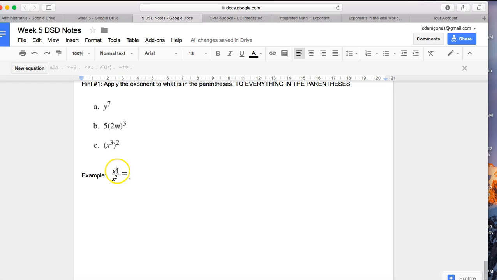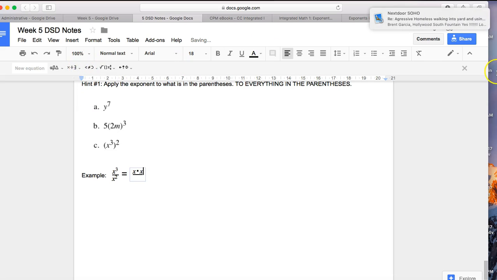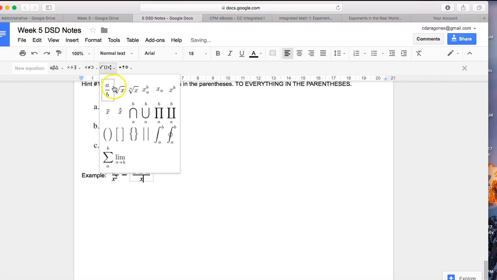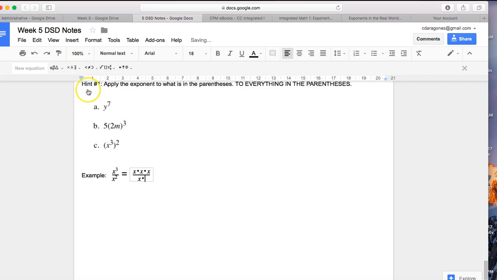So the top, the numerator, can be expanded into x times x times x, right? x multiplied by itself 3 times. And then the denominator can be expanded into x times x. So multiply by itself twice.